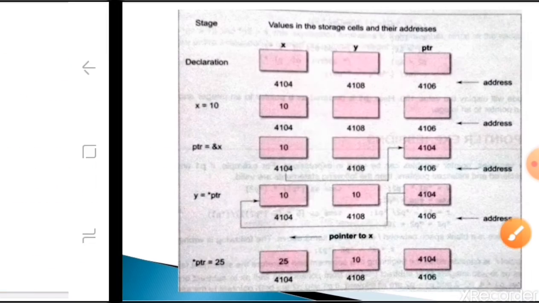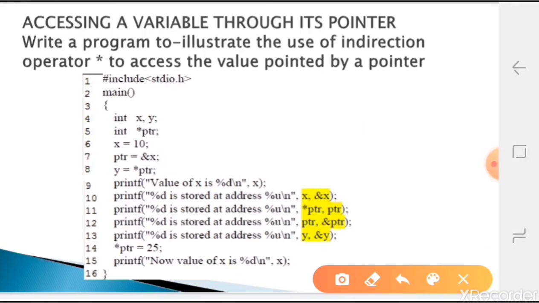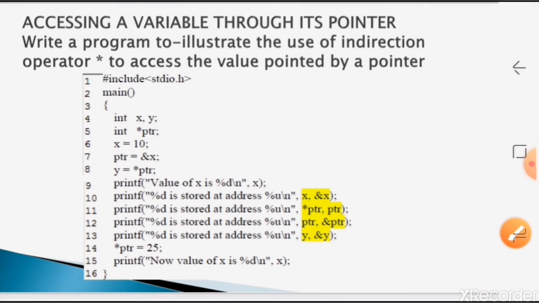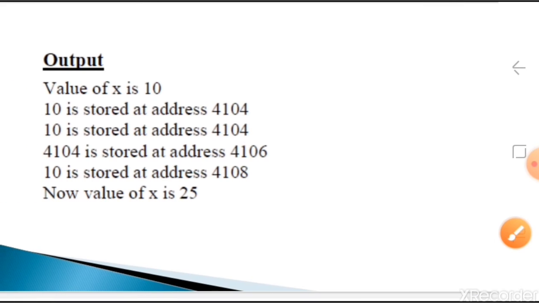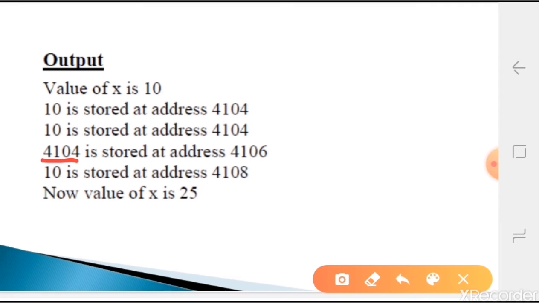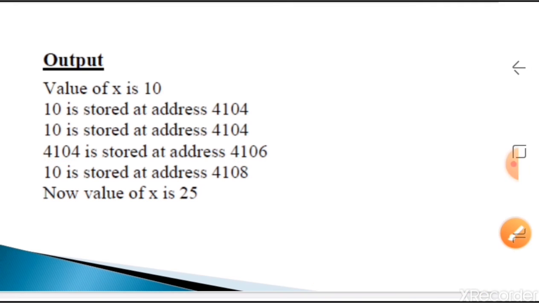Then the next statement, line number 12: "%d is stored at address %u". Here we are displaying ptr, which we already displayed, that is 4104, and the same will be displayed. After that we display the address of ptr. What is the address of ptr? If you saw this ptr column, this is the address for ptr. So it will display "4104 is stored at address 4106".